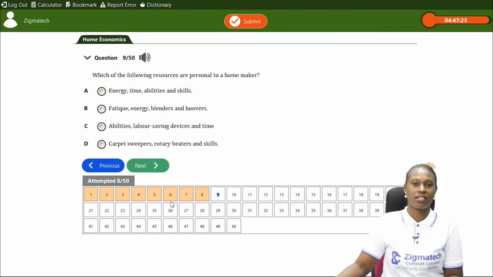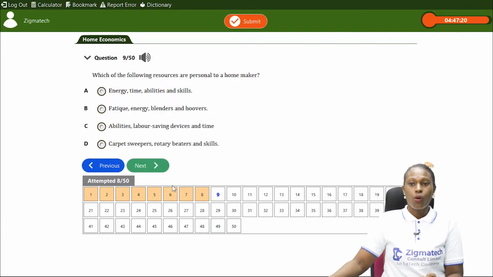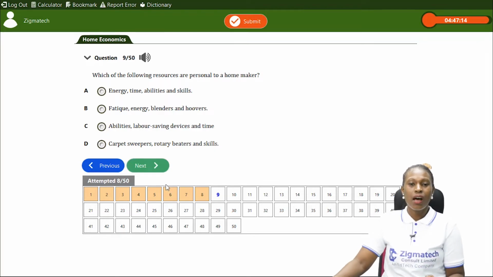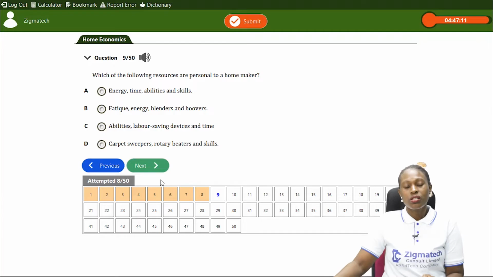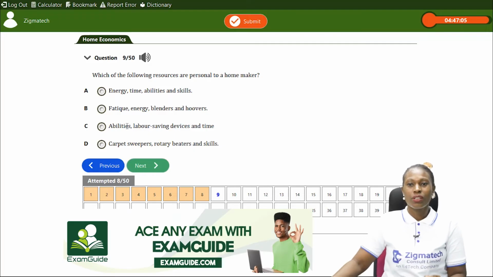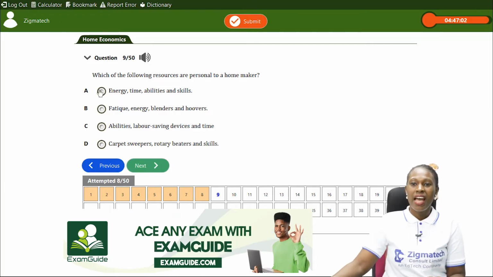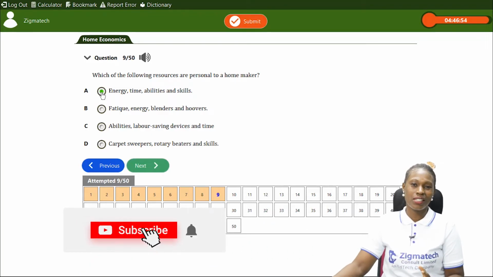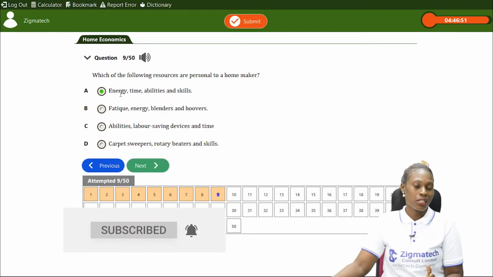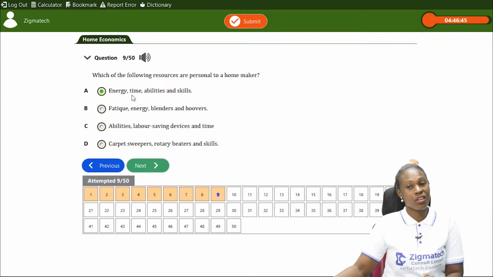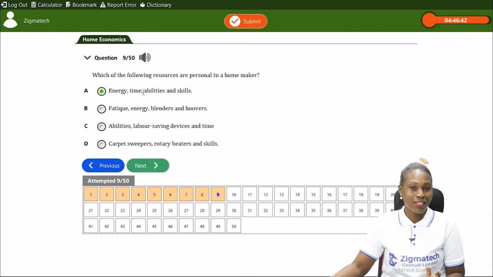Now, what this question implies is, what are the resources that are personal? It now boils down to individuals. What is this thing that is personal to someone? The option here should be energy, time, ability, and skills. We do not have all of these things at a go. It varies. My energy level and yours might not be the same thing. Time, we might really not have ample time to do a lot of things. So it's personal to individuals.